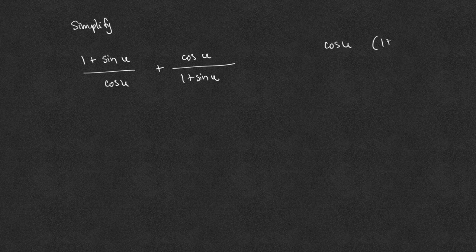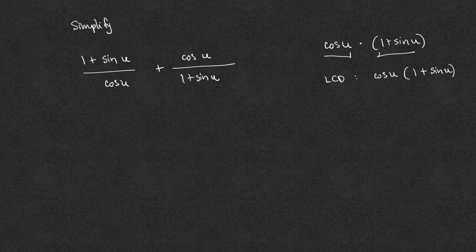The denominator in the first term is cosine of u, and the denominator in the second term is 1 plus sine of u. Since these two don't have any common factor, the least common denominator is the product of the two, cosine of u times 1 plus sine of u. We then multiply each term with what we need.